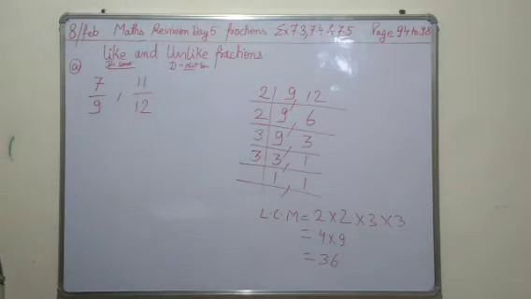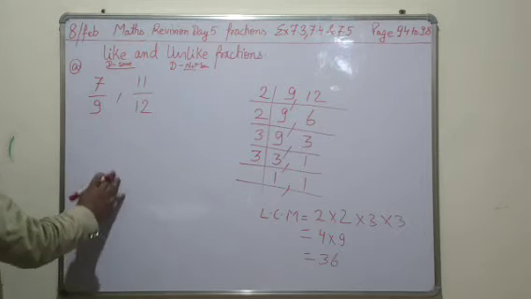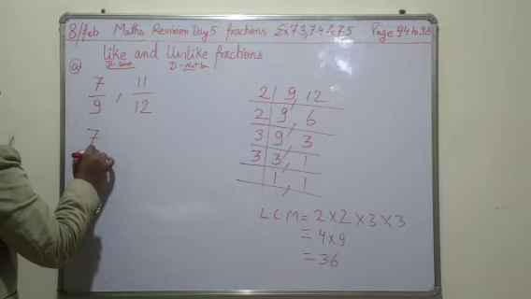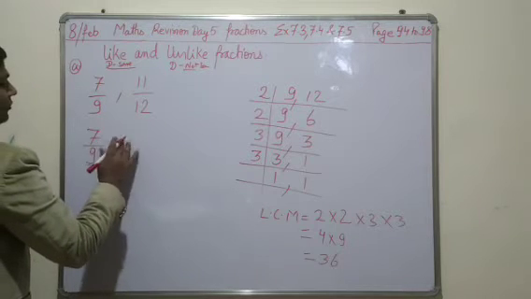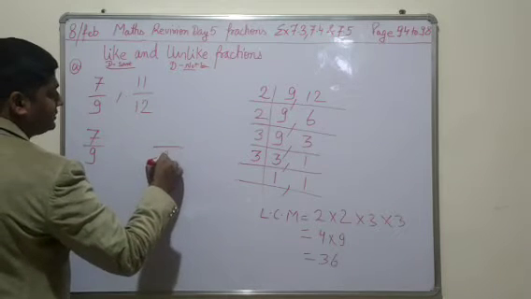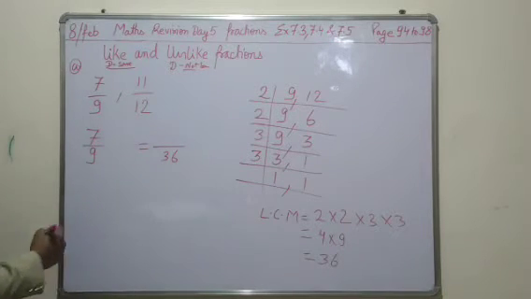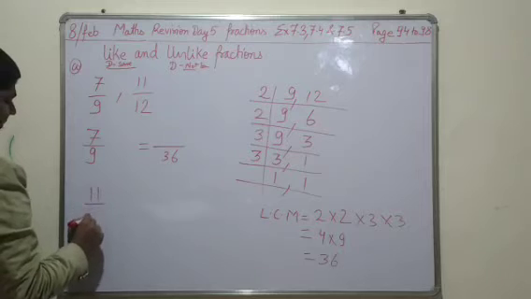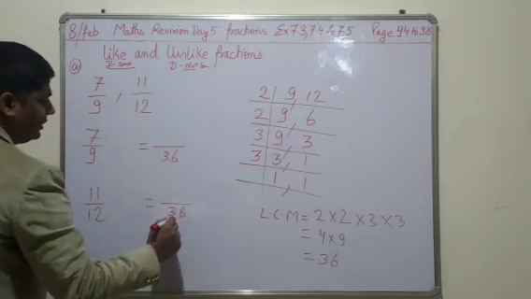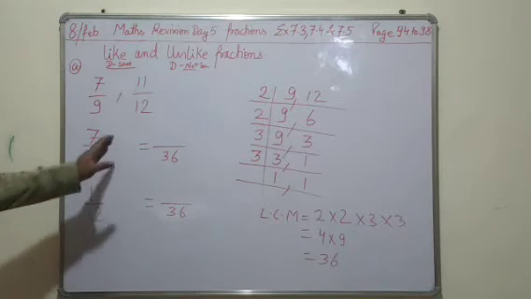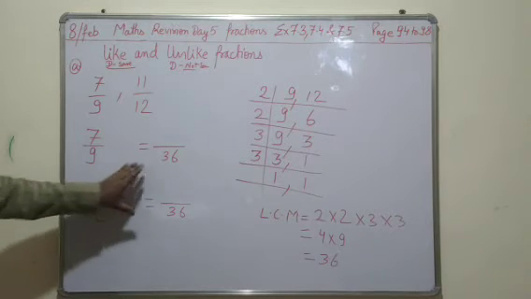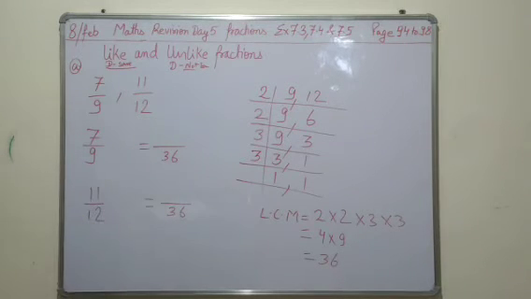Now we have to form these two unlike fractions to the like fractions, and we want the denominator same. So 7 upon 9. What is the denominator we want now? The denominator we want the 36. अब हमें denominator 36 चाहिए. 11 upon 12, इसका भी हमें denominator क्या चाहिए? 36 चाहिए. अगर denominator same हो जाए तो फिर तो बहुत इजी हो जाएगा कि ये तो लाइक फ्रैक्शन ही हो गए. ये दोनों अनलाइक हैं क्योंकि डिनोमिनेटर अलग अलग है. ये दोनों लाइक हो जाएंगे क्योंकि इनके डिनोमिनेटर सेम हो जाएंगे.